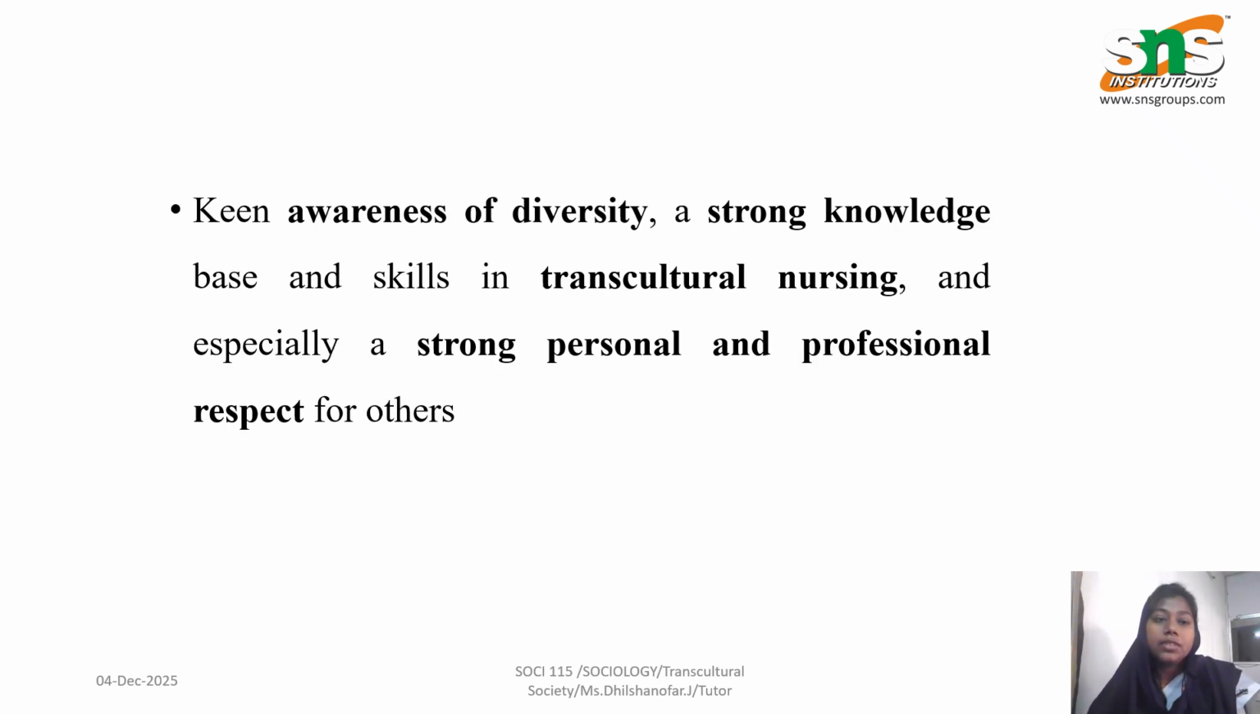And it also helps in keen awareness of diversity and a strong knowledge base and skill in transcultural nursing, and mainly it focuses on professional respect for others. When they gain more knowledge about the ethical principles of an individual person, it helps to understand what they personally and professionally think. So it helps to identify what the basic need is and how to give care.